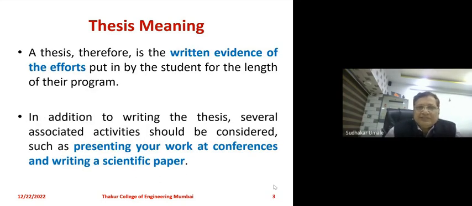A thesis, therefore, is the written evidence of the efforts put in by a student for the length of their program. In addition to writing the thesis, several associated activities should be considered, such as presenting your work at conferences and writing a scientific paper. So you are not writing only a thesis, you are writing your publications, journals, scientific papers, and we require all this for the completion of the PhD.